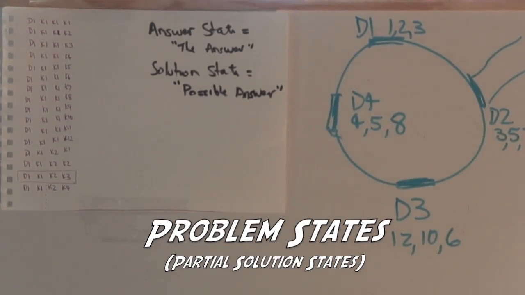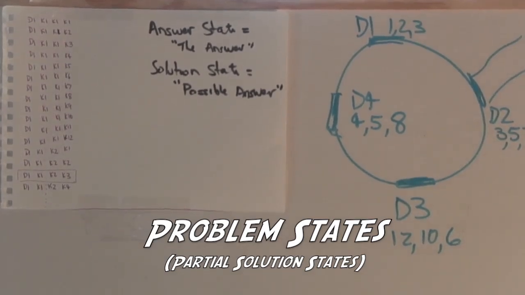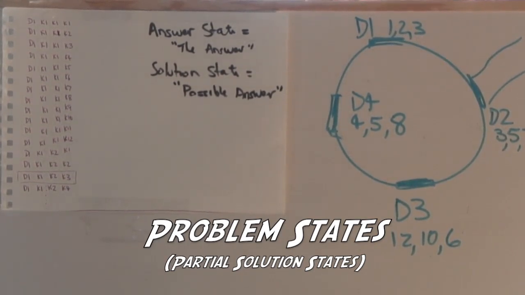Okay, so we're looking at the Phileas Fogg problem. Remember, answer states are what we call the actual answer to the problem. Solution states are possible answers. We test them and see if they are answers or not. We've just looked at brute force. Brute force consists of going through all the solution states and testing them. But if there's too many of those, that's not a viable strategy. So let's look at some other strategies.